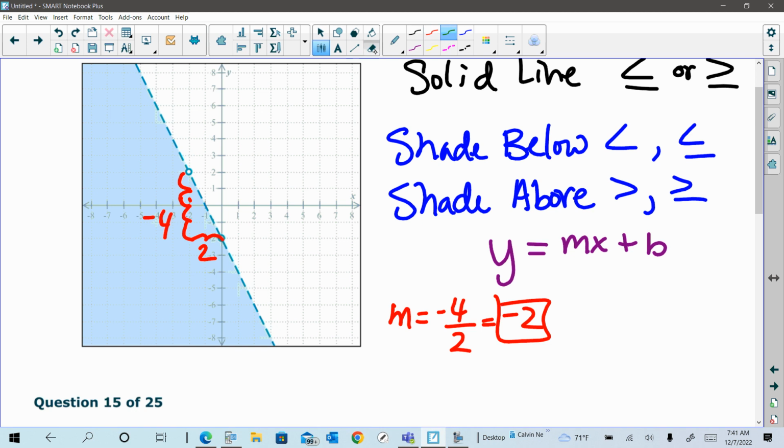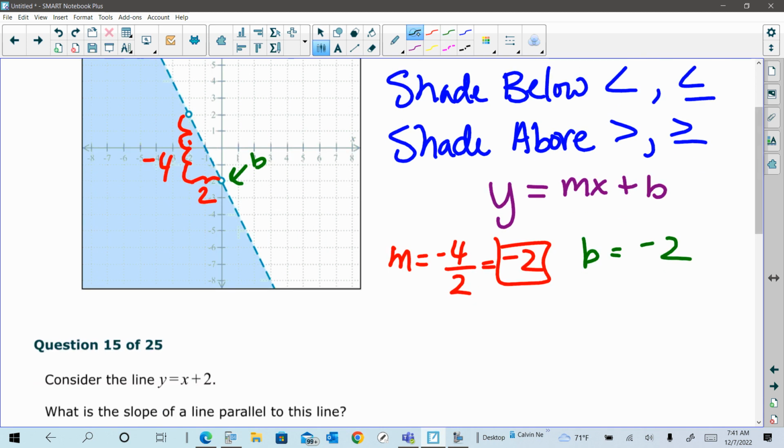You can physically see the y-intercept. It crosses the y right here. That's the y-intercept at a -2. And this is shading below. So our equation would be y is less than negative 2x minus 2.